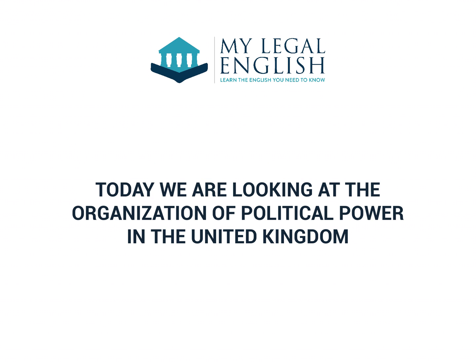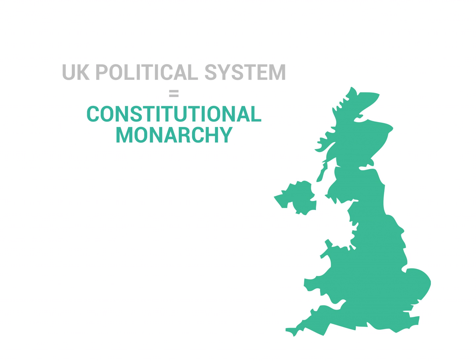Today we are looking at the organisation of political power in the United Kingdom. The political organisation in the United Kingdom of Great Britain and Northern Ireland is structured around a monarchy, and the political system is referred to as a constitutional monarchy. The ceremonial role of the head of state is vested in the monarchy, but real power is divided between the executive, legislative and judicial branches of government.